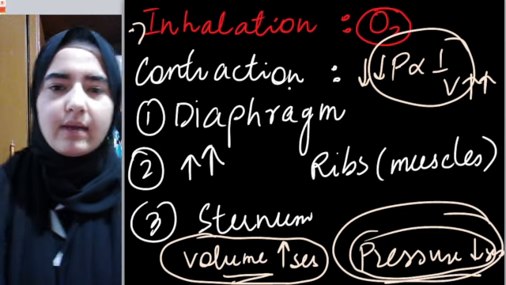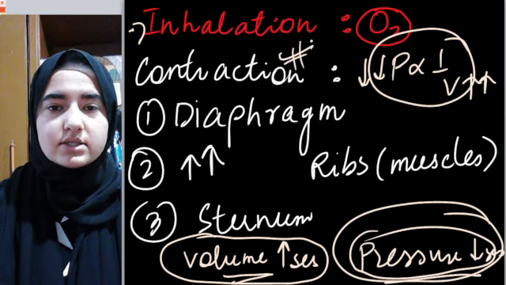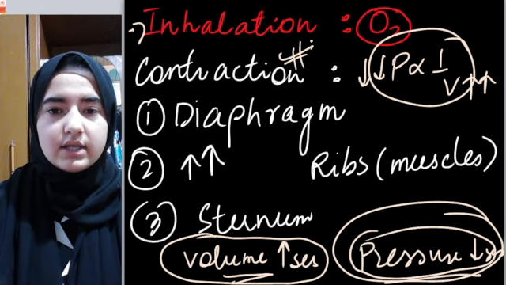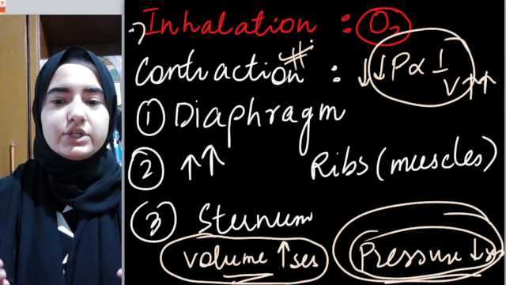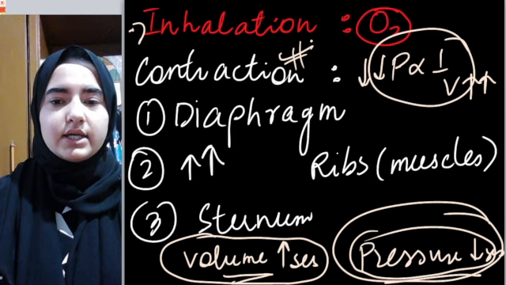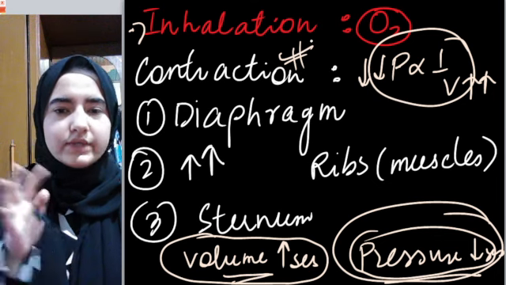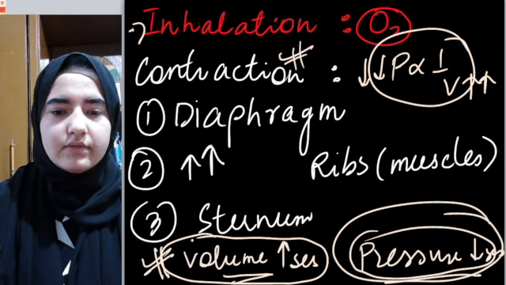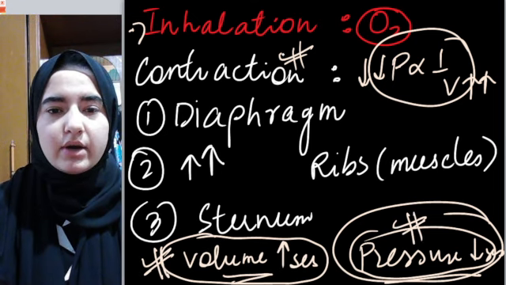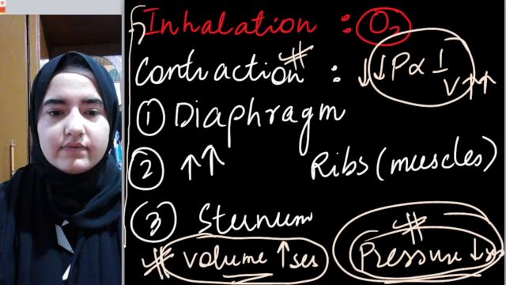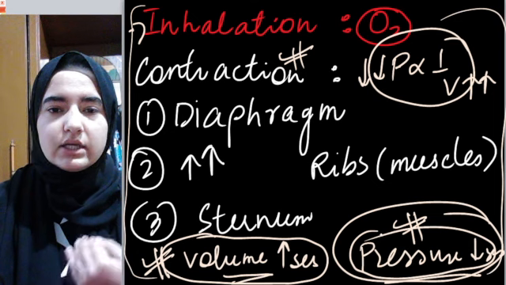Again, I am showing you what happens during inhalation. During inhalation, contraction occurs like this. This is inhalation. The diaphragm contracts, due to which the internal and external intercostal muscles rise up, due to which the sternum also rises up. All of this leads to an increase in volume, which eventually leads to a decrease in pressure. I hope this concept about inhalation is clear. That means oxygen will go inside the lungs.